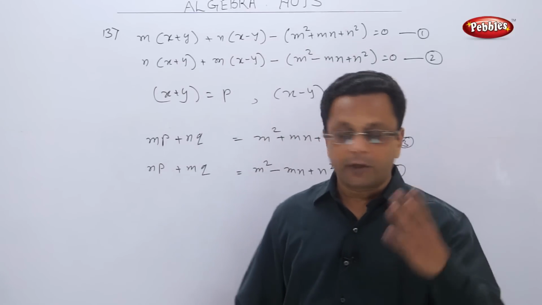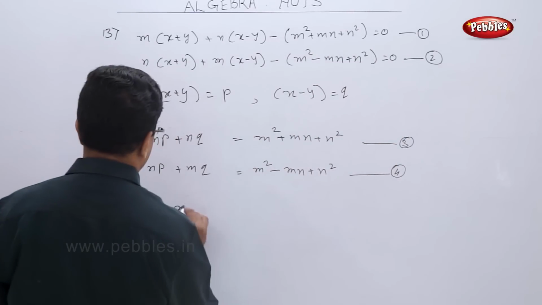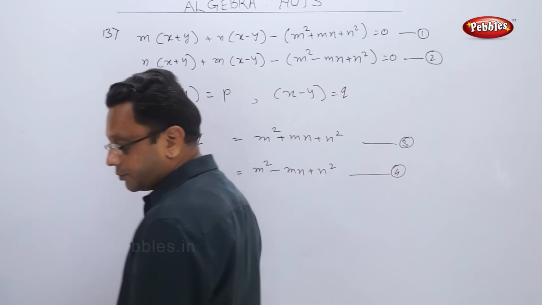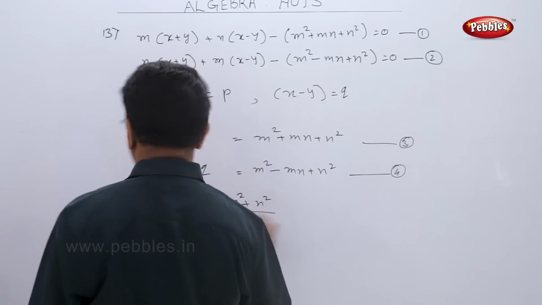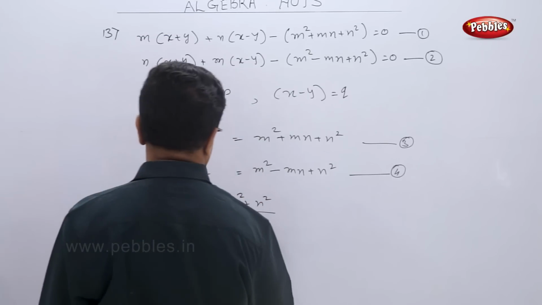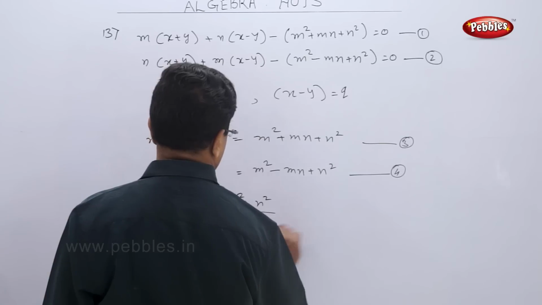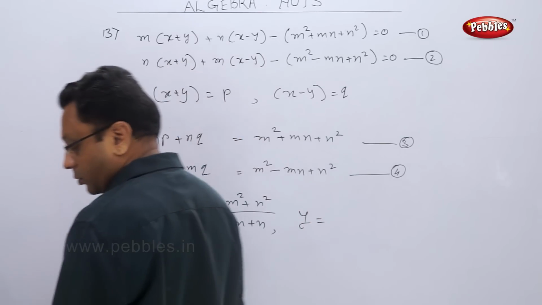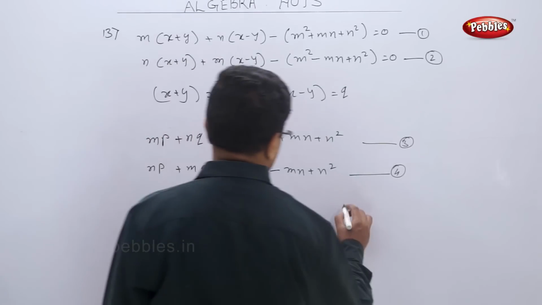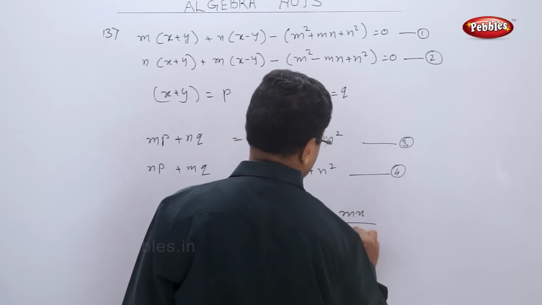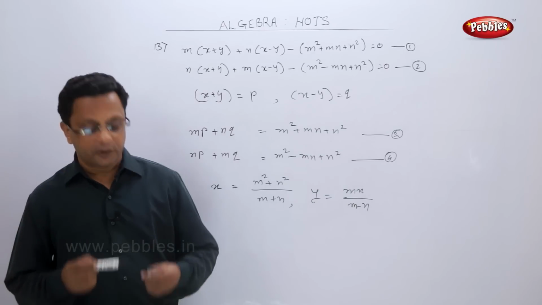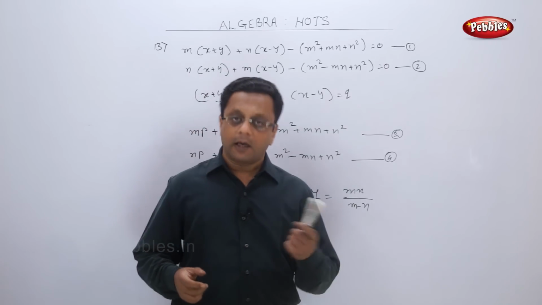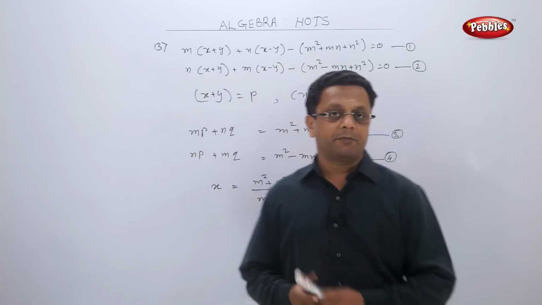So at last you should get the answers. x is equal to (m² + n²) upon (m + n), and y is equal to mn upon (m - n). Please check your answer and we'll go to the next example.